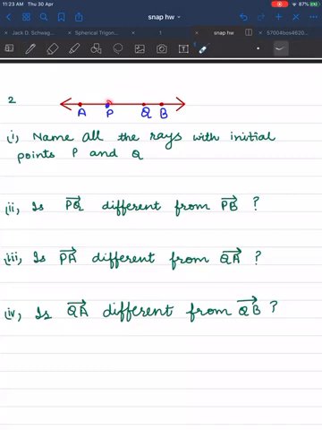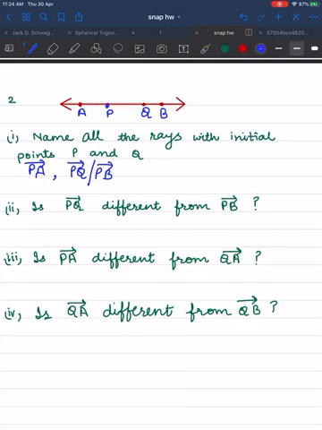Now study this figure carefully and let's answer the questions. Name all the rays with initial point P. Here you can see a point P. So we have PA, PQ, PB. Let's write these rays: PA, PQ, or PB. PQ and PB are the same rays.